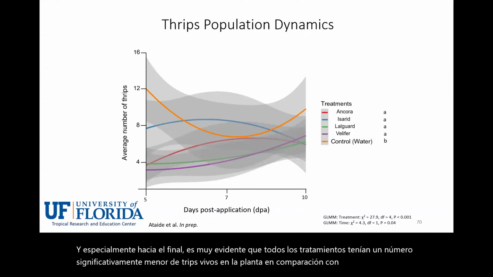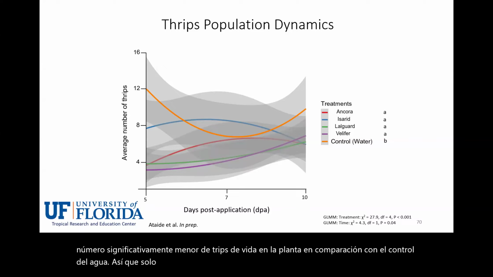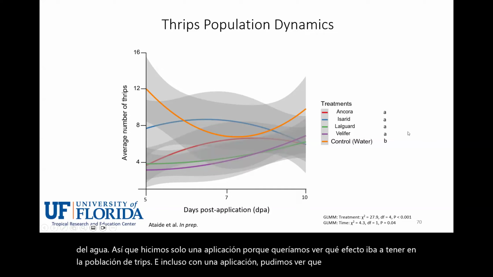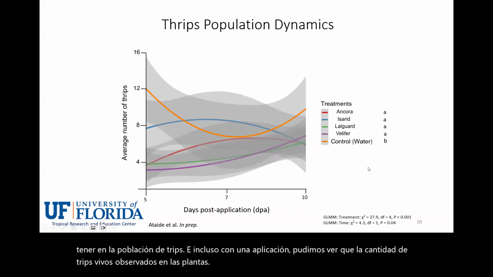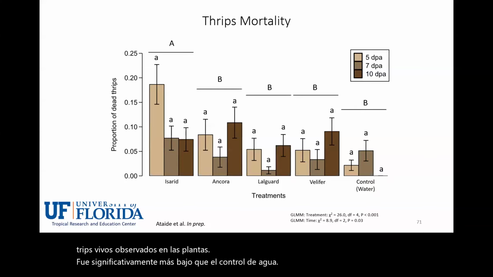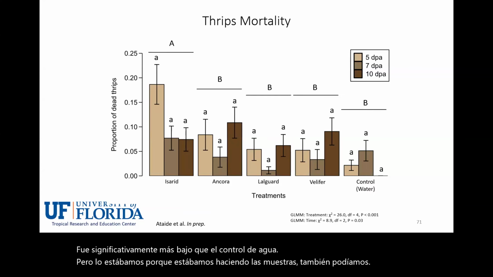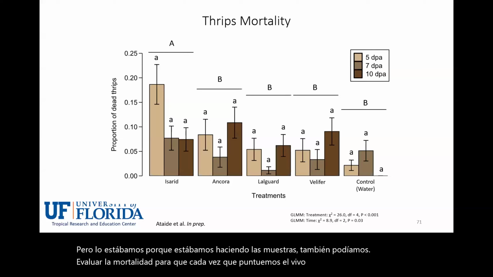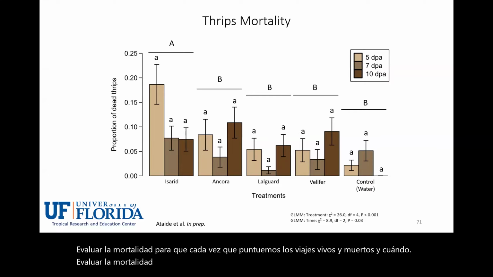So we did only 1 application because we wanted to see what effect 1 application was going to have on the thrips population. And even with 1 application, we could see that the number of live thrips observed on the plants was significantly lower than the water control. But because we were doing the samplings, we could also assess mortality. So every time we would score the live and the dead thrips. And when we assessed mortality, we saw that the treatment had a significant effect, with Isarit causing significantly higher mortality than the water control and standing out.